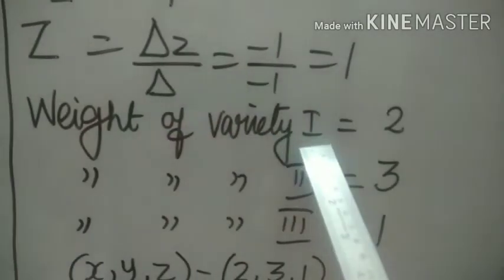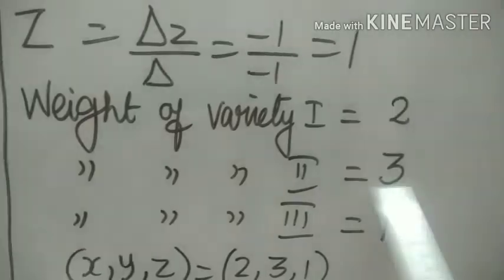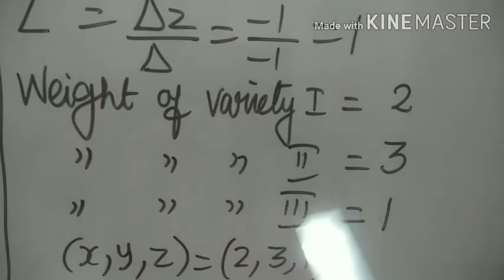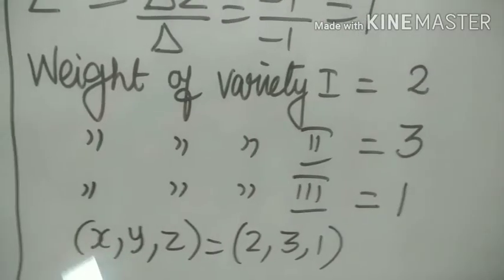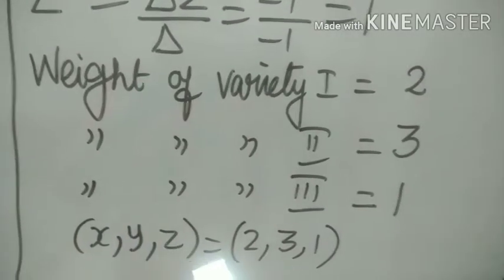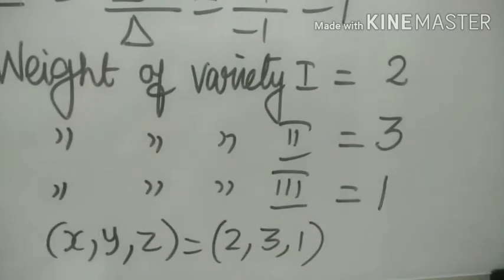Weight of variety 1 is X value. Weight of variety 2, Y value. Weight of variety 3, Z value. Or else you can write like this also. X, Y, Z equals 2, 3 and 1. That is the answer.